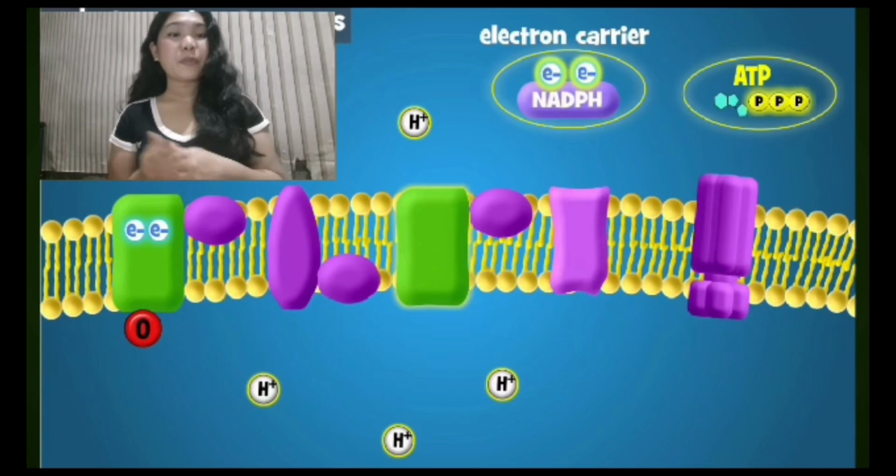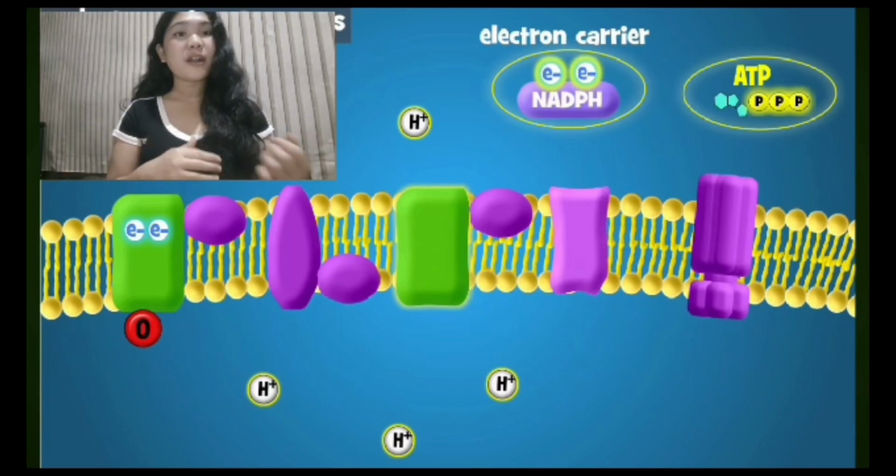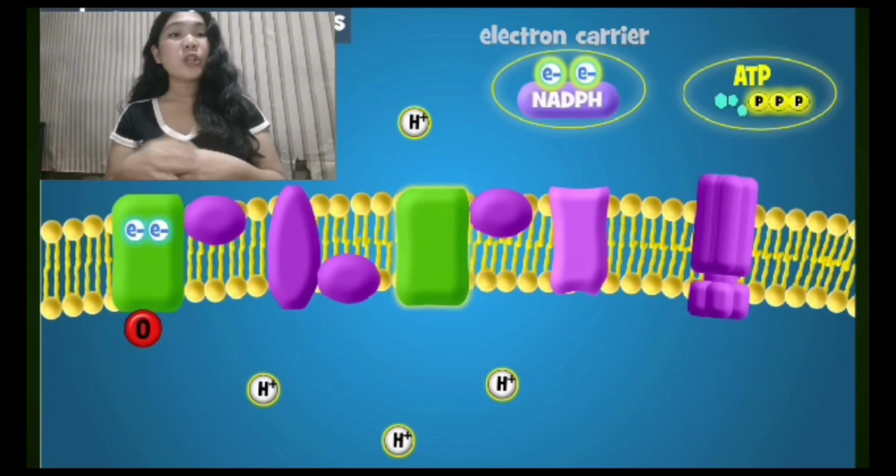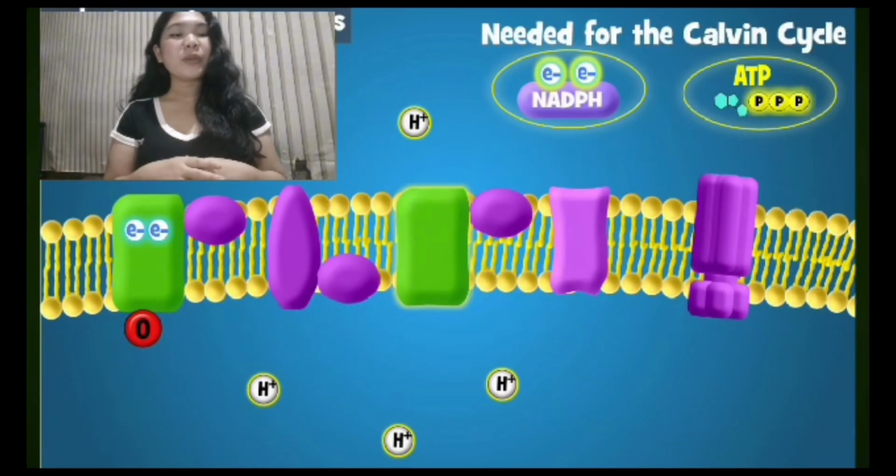ATP and NADPH are the critical products of the light-dependent reactions that are needed for the next reaction, which is the Calvin cycle, which will be discussed by our groupmates Mel and Clark.